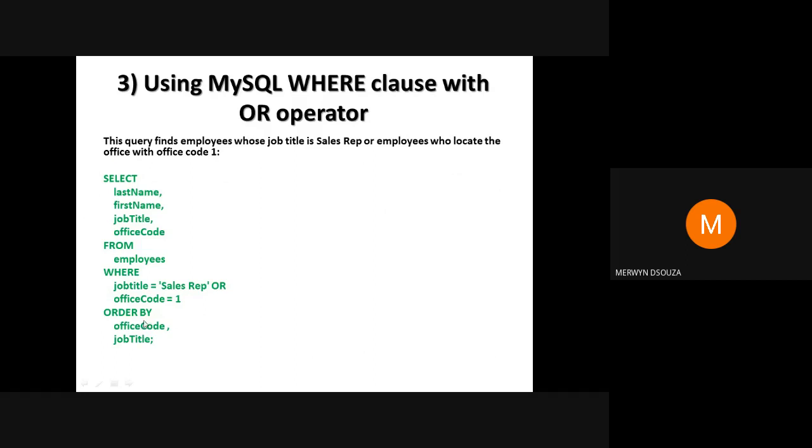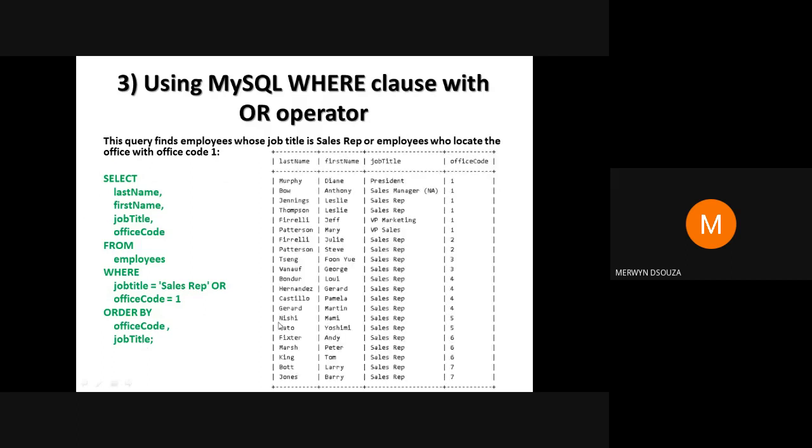So use these two columns to sort the data that will be presented in the output. So let's see how the output looks. The output will look something like this. These are all the employees whose job title is equal to sales rep or the office code is 1. Since one of these two conditions is true, they are displayed in the output.